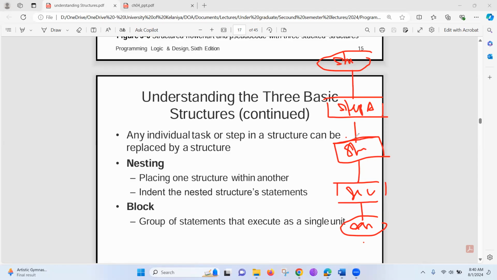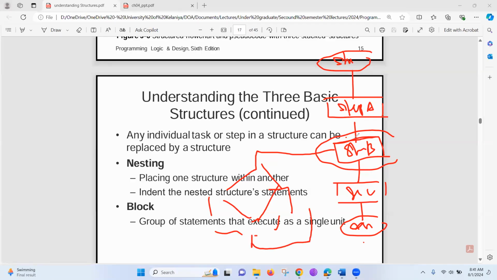That is the thing we discussed, stacking. But here what we are going to do is, for any individual task, I will select this step B. I select step B, since an individual task or step in a structure can be replaced by a structure. Then I am going to replace this step B using another structure. If I am using a decision mark, right? After getting the decision, you can get the answer, get the output to the main flow. That we are calling nesting.